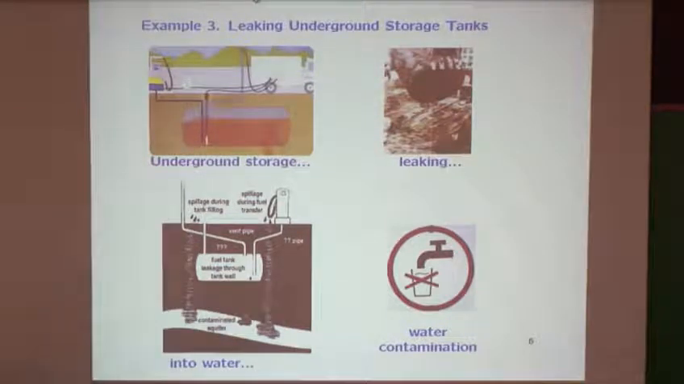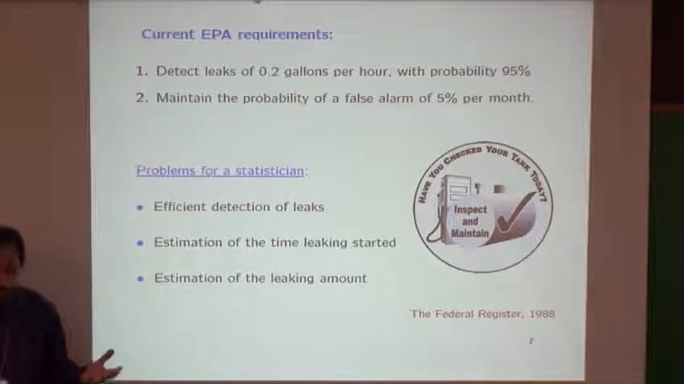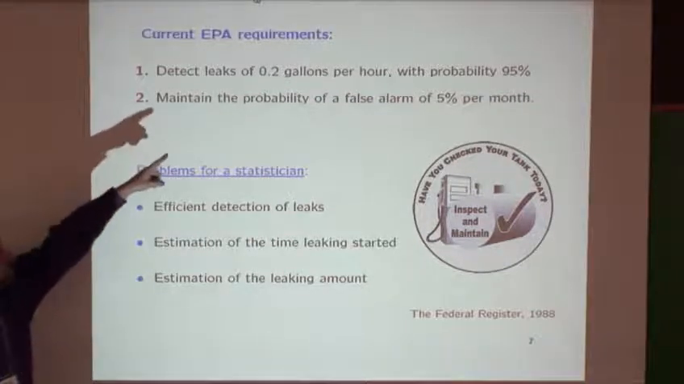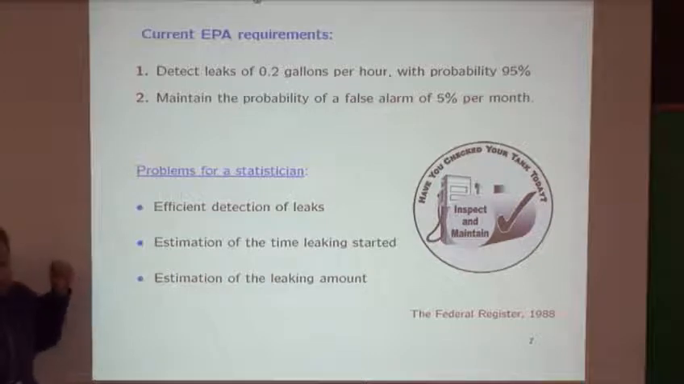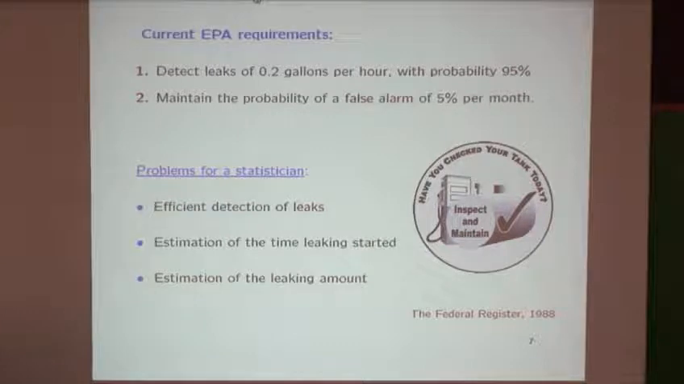Because of that, the EPA, the American Environmental Protection Agency, has very specific guidelines, which is a very specific change point detection problem. We need to detect leaks of certain size, which sounds like an awfully heavy leak to me, but this can be detected with a given probability under a given constraint on the rate of false alarms. That's a very well-defined sequential detection problem.